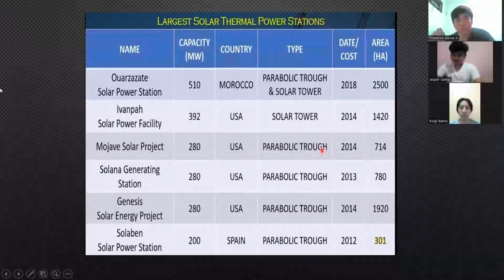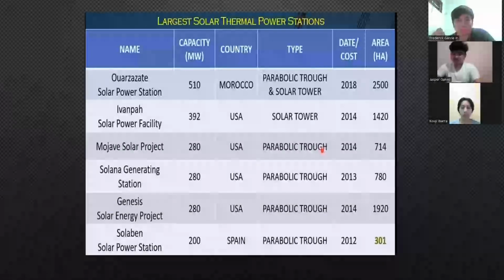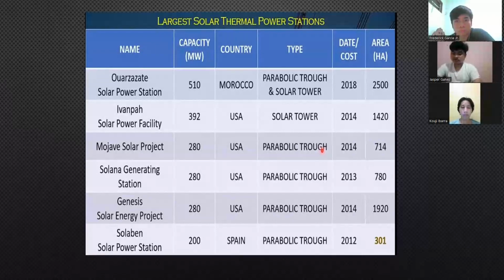Finally, we have the largest solar thermal power stations in the world. Could one of you please enumerate the first two? So the first is Noor Ouarzazate Solar Power Station, which has a capacity of 510 megawatts, from Morocco, and it has a parabolic trough and solar tower type. The date of construction is 2018, and the area is 2,500 hectares. Next is Ivanpah Solar Power Facility, which has a capacity of 392 megawatts and is located in the USA. The type is solar tower, and it was constructed in 2014. It has a total area of 1,420 hectares.